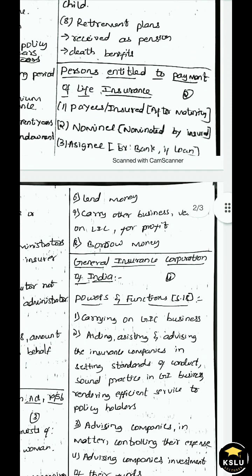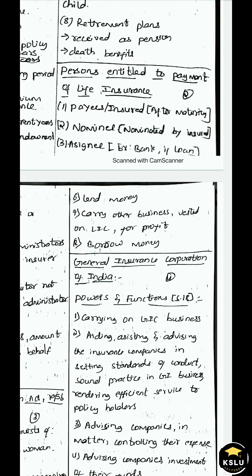The next question is persons entitled to payment of life insurance. So who are the persons entitled to payment of the life insurance? The first is payees or insured. So the insured himself is eligible for getting the payment if he is alive during the maturity of the insurance.